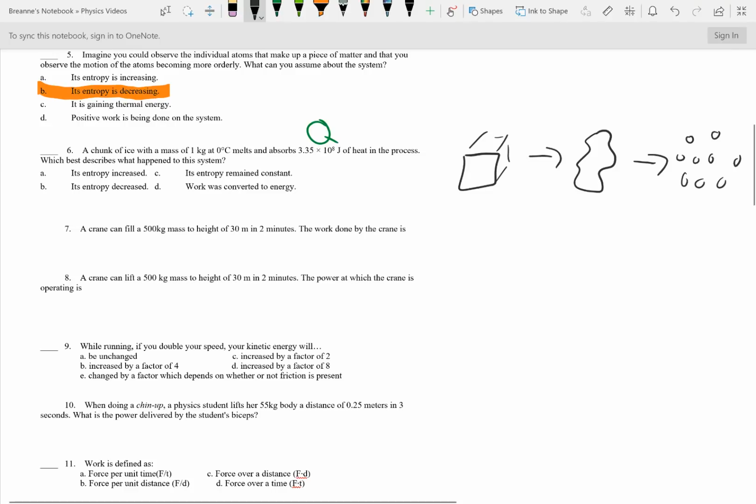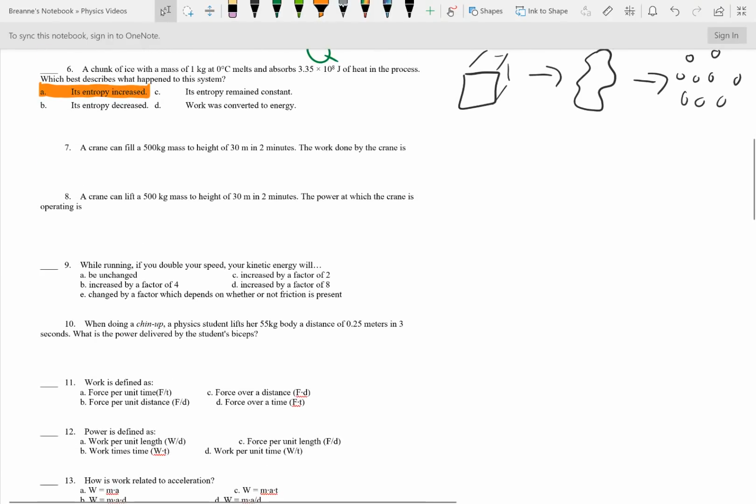So as we go, we're going into chaos, or going into entropy. Why can I spell entropy over chaos? Mainly because it's right in front of my face. So it's going into entropy. So which best describes this system? We're going from an ice cube to water. We're increasing entropy. There we go. A couple of math problems coming up.